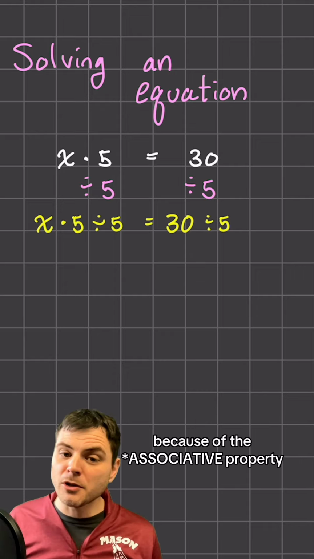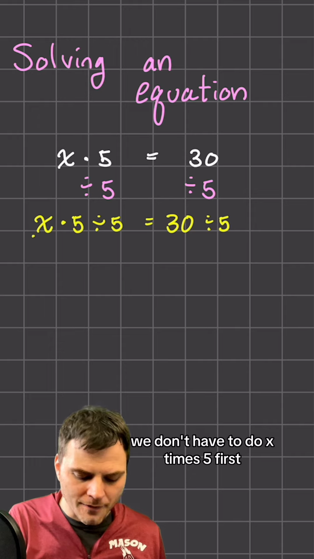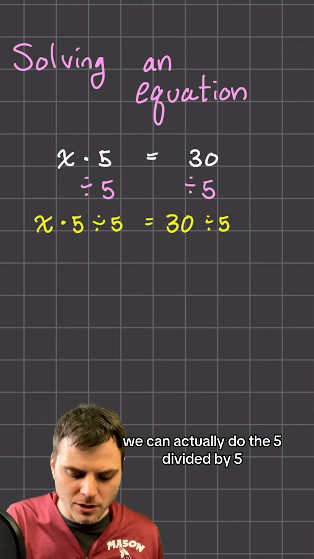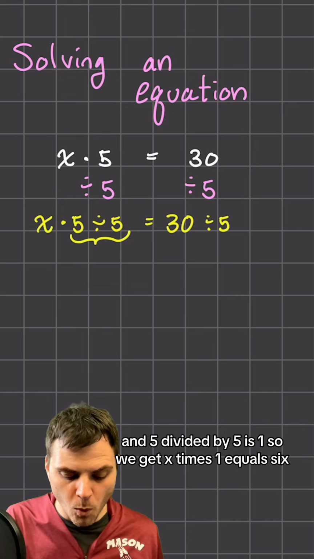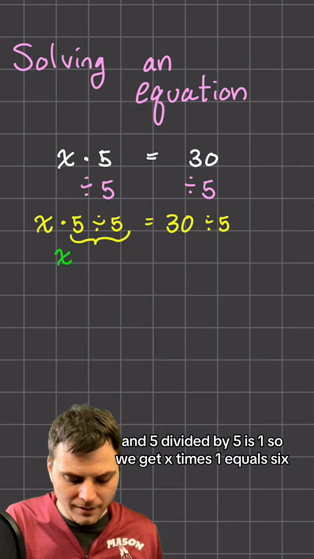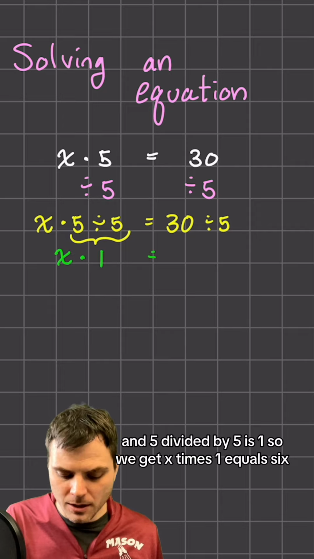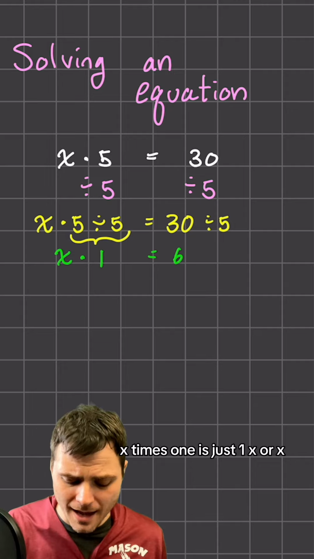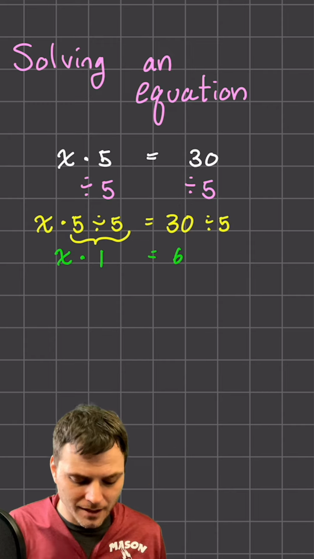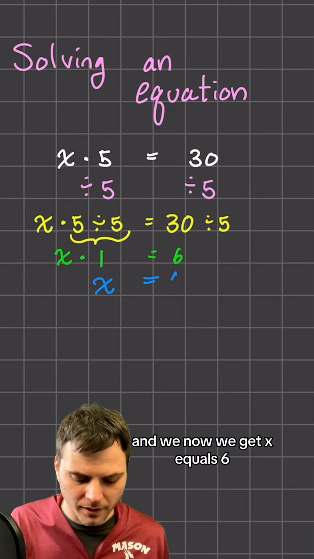Because of the commutative property, we don't have to do x times 5 first. We can actually do the 5 divided by 5. And 5 divided by 5 is 1. So we get x times 1 equals 6. X times 1 is just 1x, or x. And now we get x equals 6.